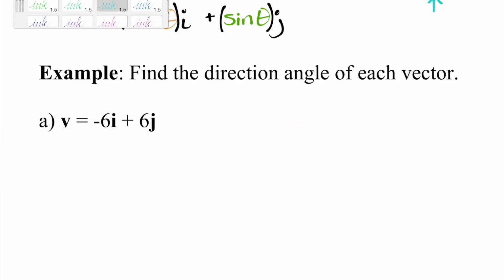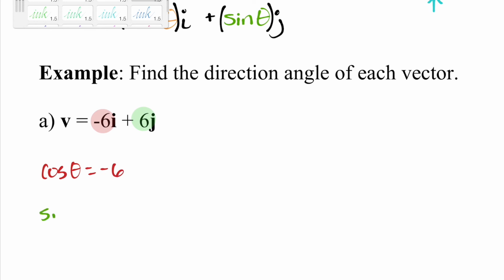We want to find the direction of our angle, and they've given it to me in the standard unit vector form. That means I have an x length of -6 and a y length of +6. So that means I have a cosine of -6 and a sine of +6. If I'm -6 along my x and +6 along my y, I know that this is going to be in quadrant 2, which means I'm looking for an angle in quadrant 2.